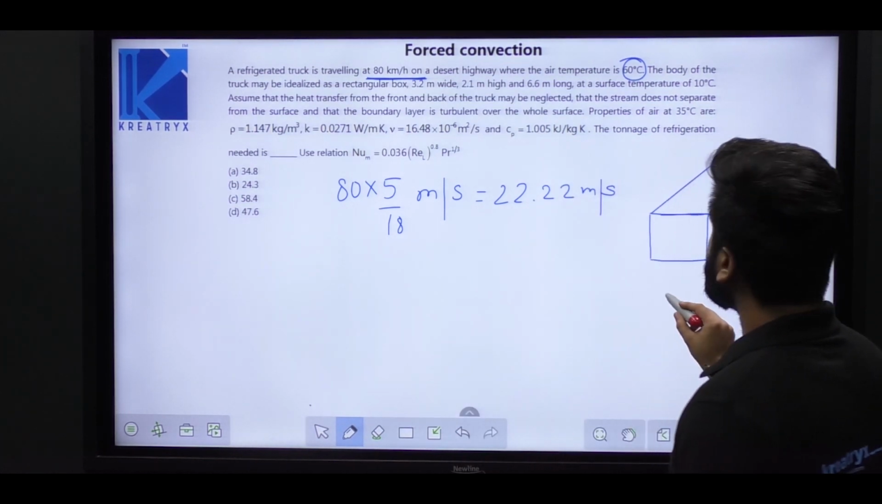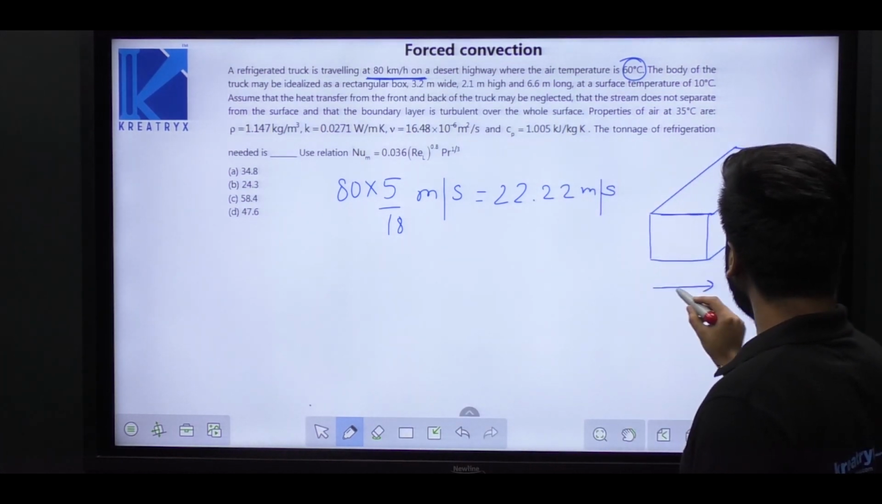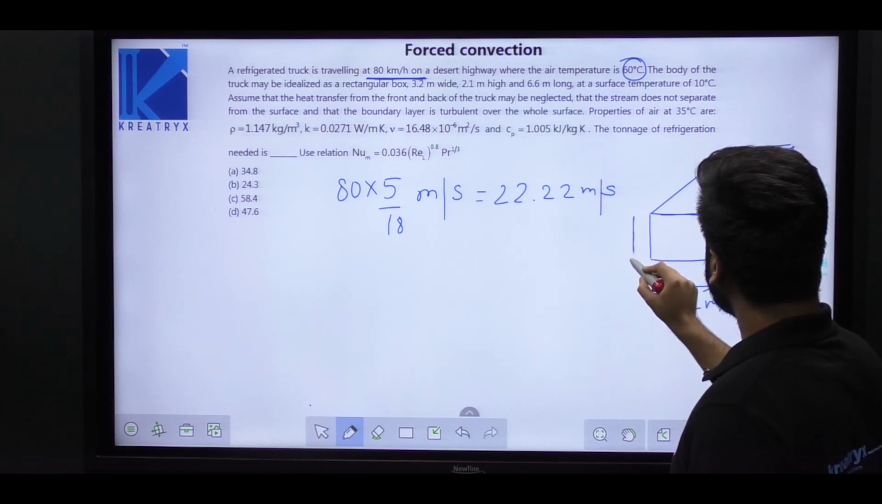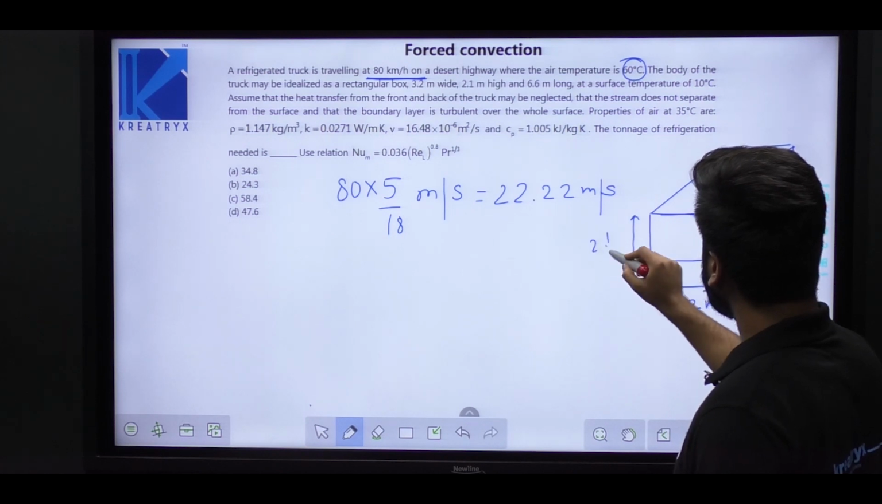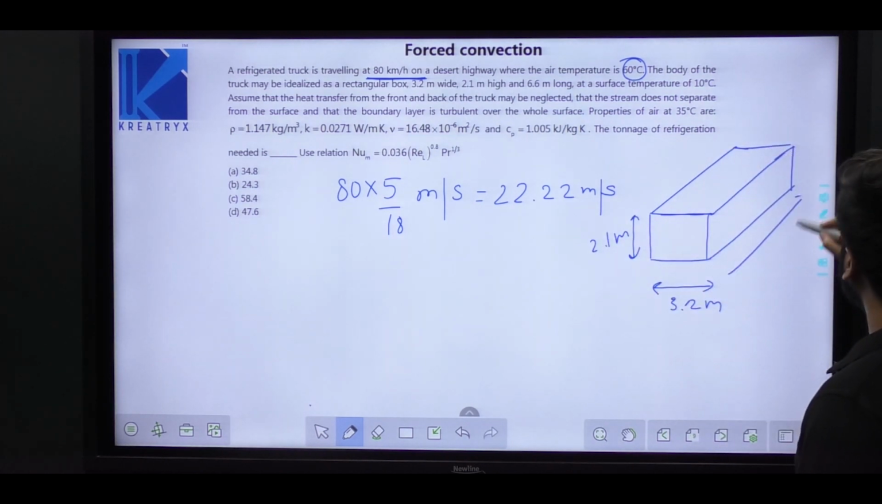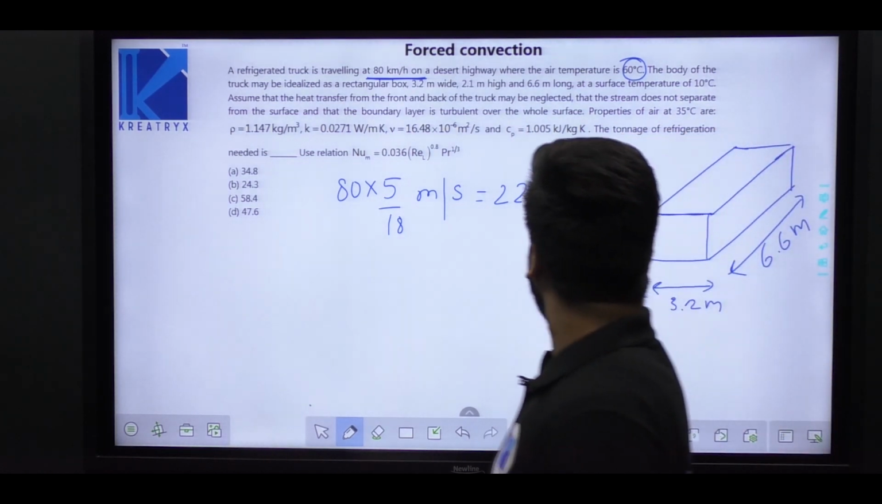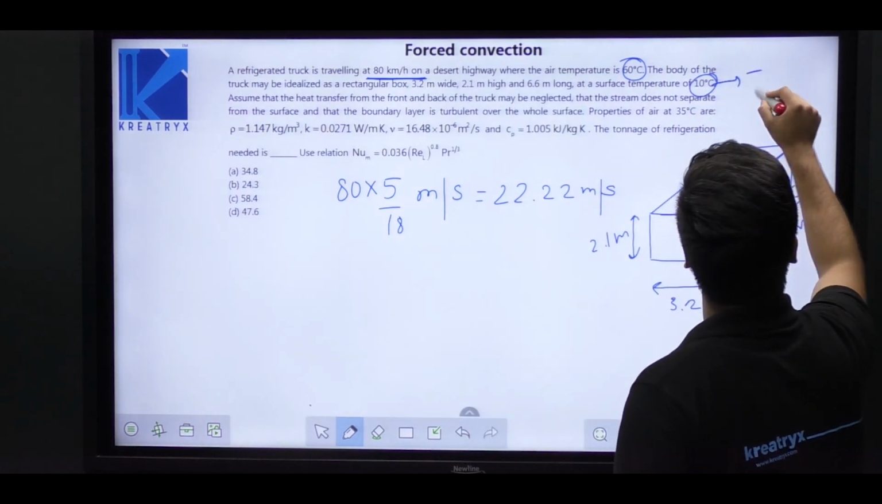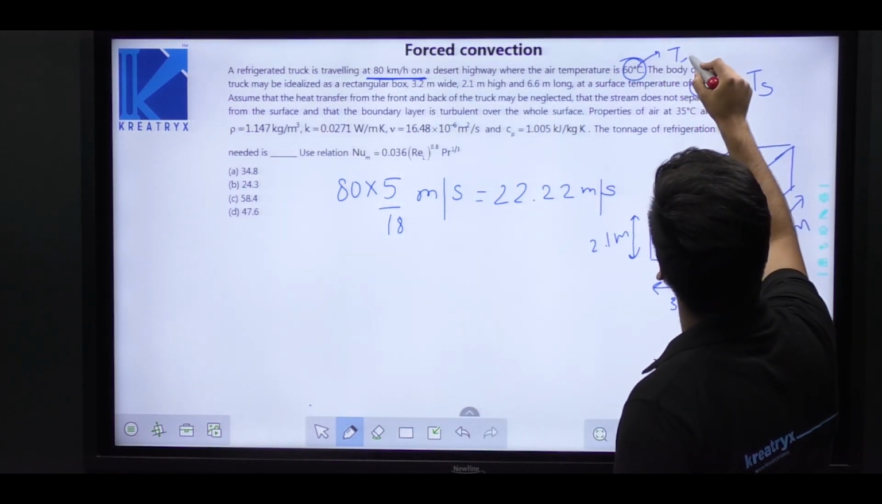Okay. So this is 3.2 meter wide, 3.2 meter, and this is 2.1 meter high, and this is 6.6 meter long. Great. At a surface temperature of 10 degrees Celsius. So this is Ts and this is T infinity.